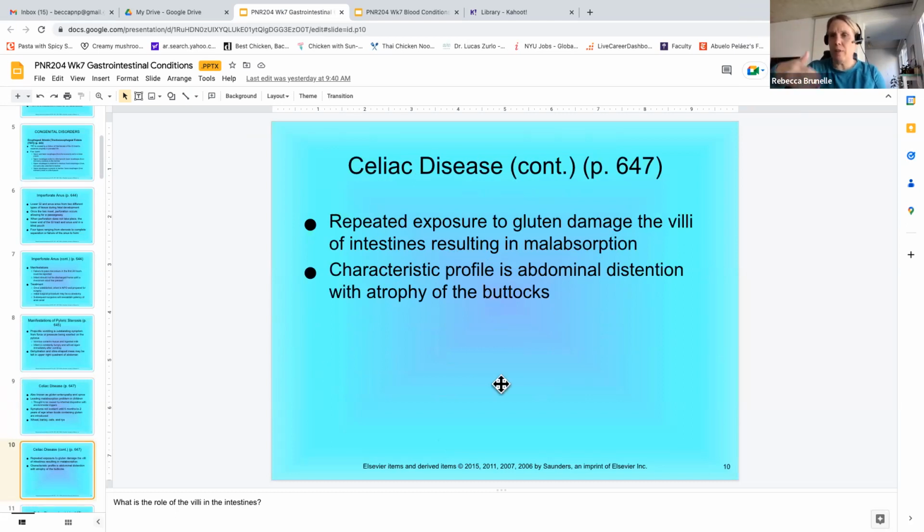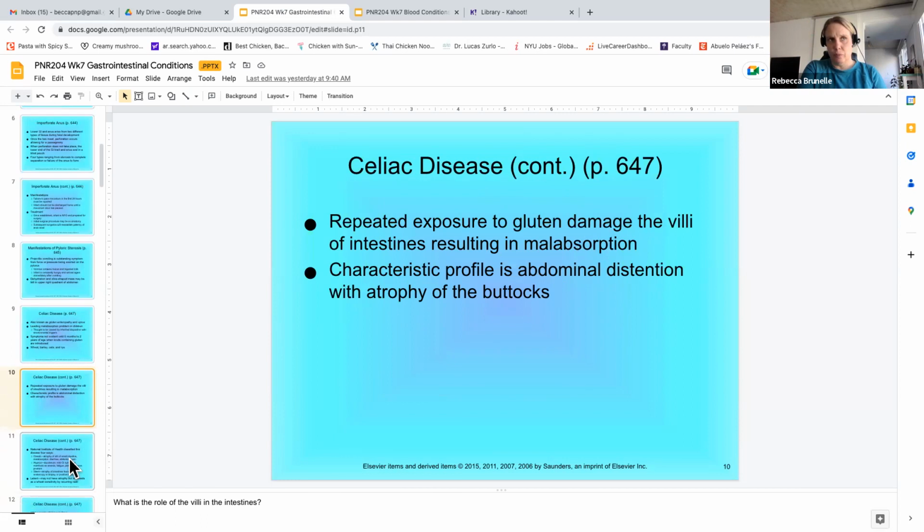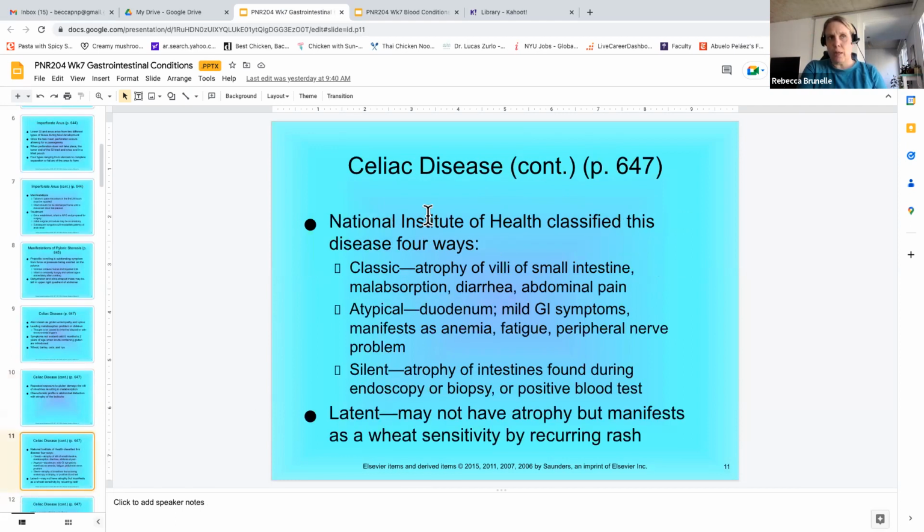So if you have this gluten intolerance, repeated exposure causes damage and malabsorption, and usually they have some abdominal distension and generally not feeling well. So there's different categories of celiac disease. The most common is going to be the classic, where they have diarrhea, abdominal pain, and then damage to their small intestine.